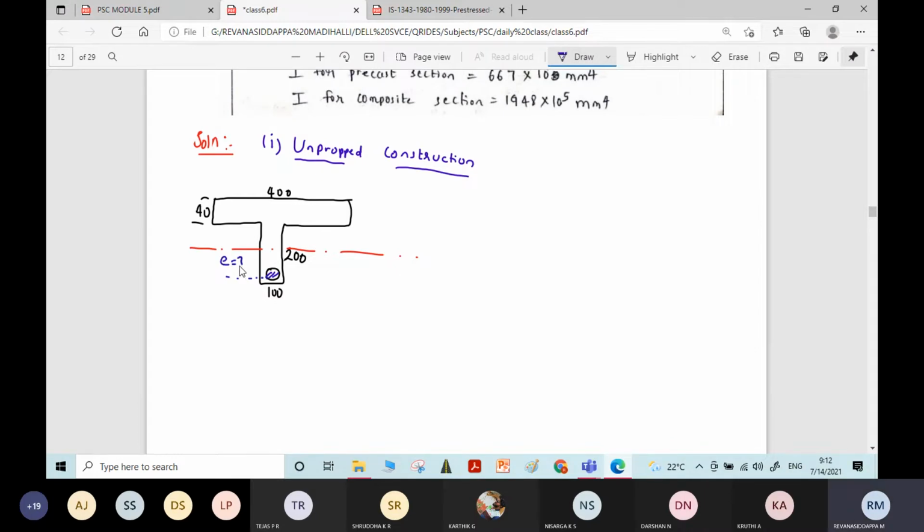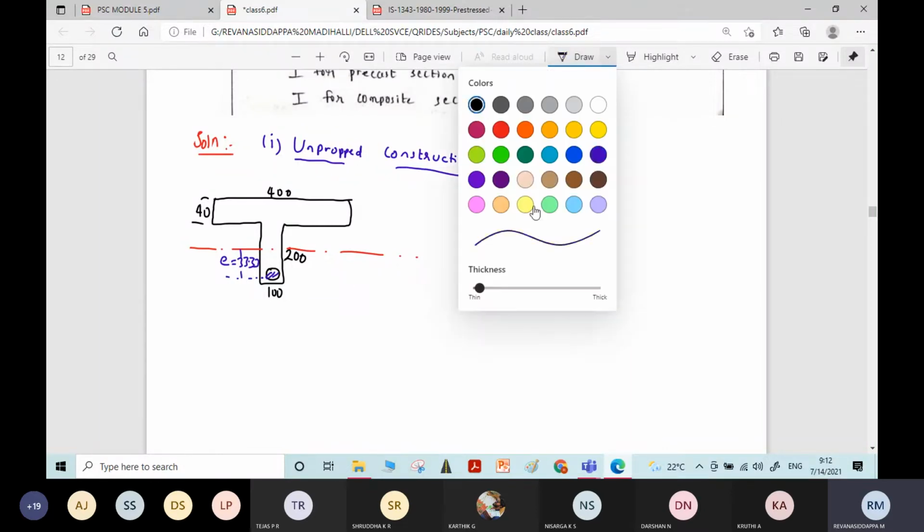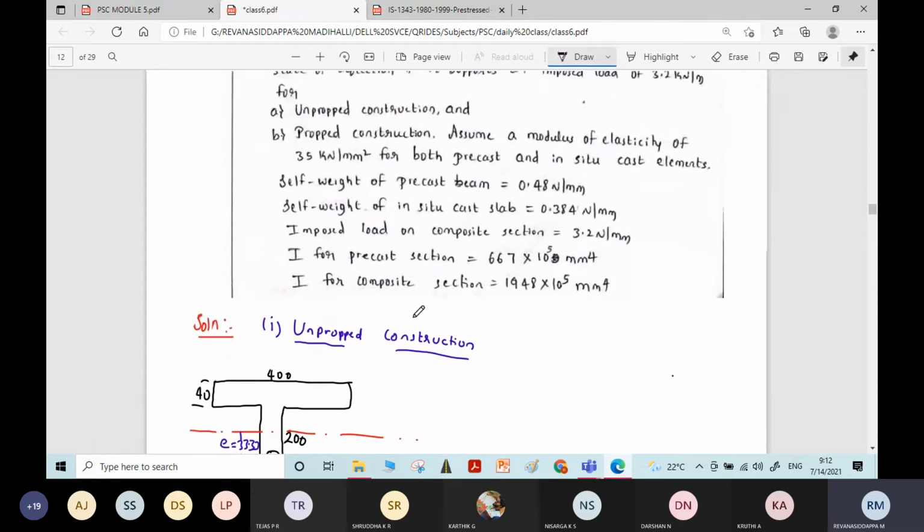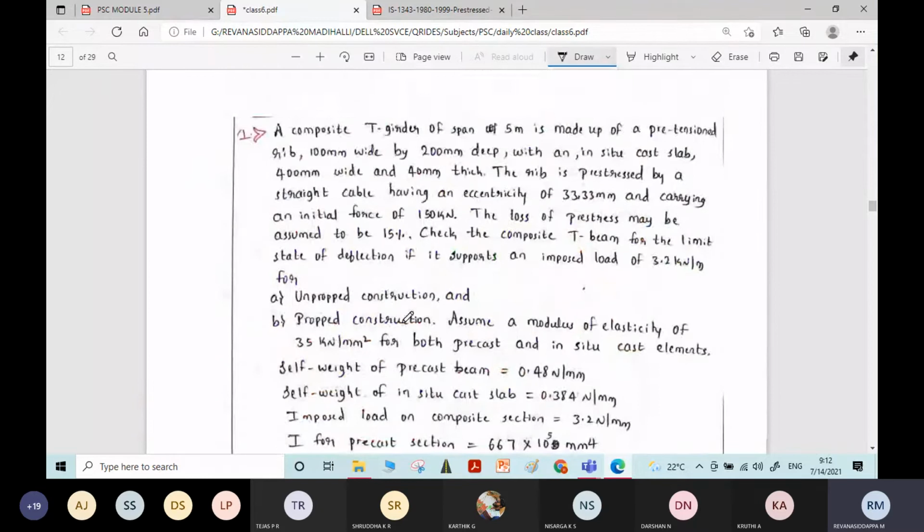Eccentricity is equal to 33.33 mm. Okay, this is the given data. Geometrical properties I am writing. Now we have to calculate the deflection of the composite beam for unpropped construction. Correct?